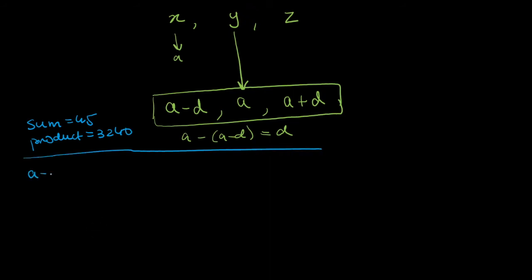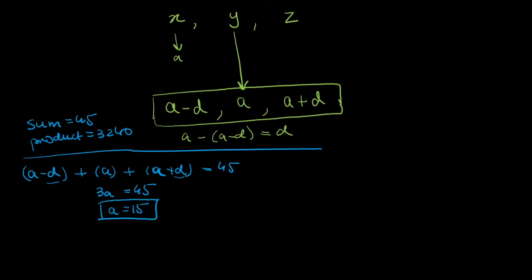So we have a minus d plus a plus a plus d is equal to 45. Straight off the bat, we see a minus d and a plus d, which immediately cancel out. So we're left with 3a is equal to 45, and a is equal to 15. There we go. We have found one of our numbers, right? The middle term is equal to 15, or our y is equal to 15.